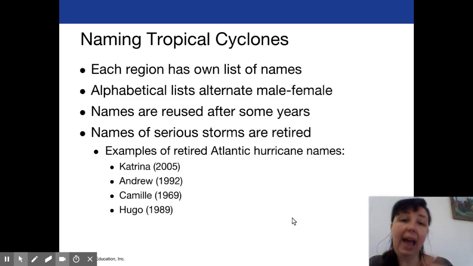If we run out of alphabetical names, we actually don't start the alphabet over again. We start to name them things like Alpha, Beta, Gamma, Epsilon. We actually go into that as the final part of the season naming system. So we don't just rotate the list over again. And we do retire names from the list.